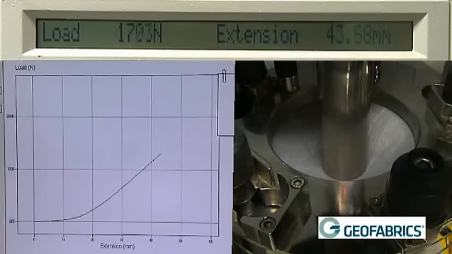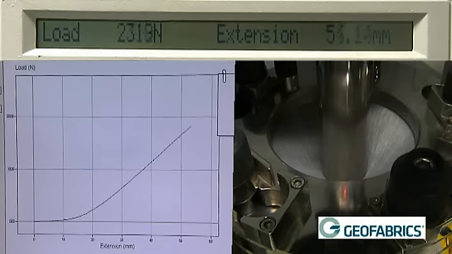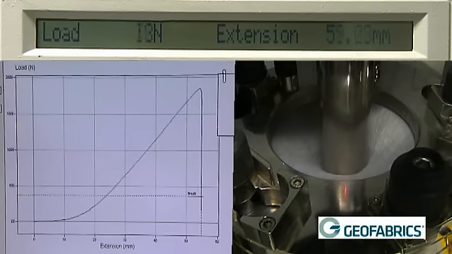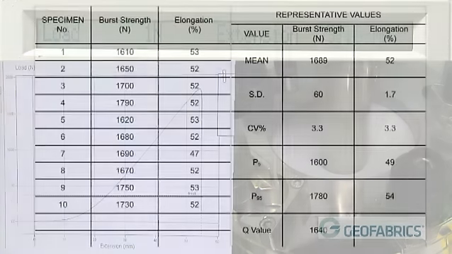The 10 specimens are averaged to get an end typical result for that sample. The mean, standard deviation, and coefficient of variation are reported. The 95th and 5th percentile can also be reported.